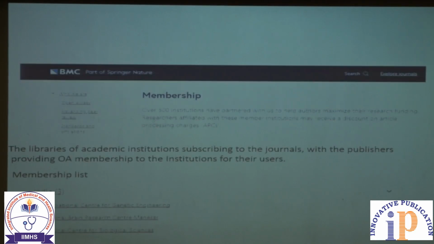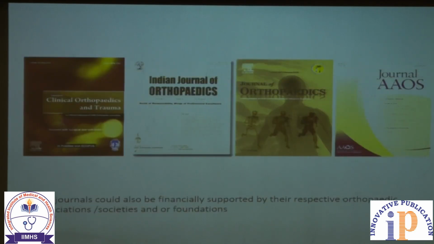Next slide please. Either your institution can become a member of the publisher, for example BioMed Central, so that whoever submits their article, the APC can be waived off. In India we have a member list, and only 3 institutions are members of BioMed Central. Next slide please. There are journals which can be supported by their associations, foundations or societies, so the journal can own whatever expenditure they have, and they don't ask for the APC.